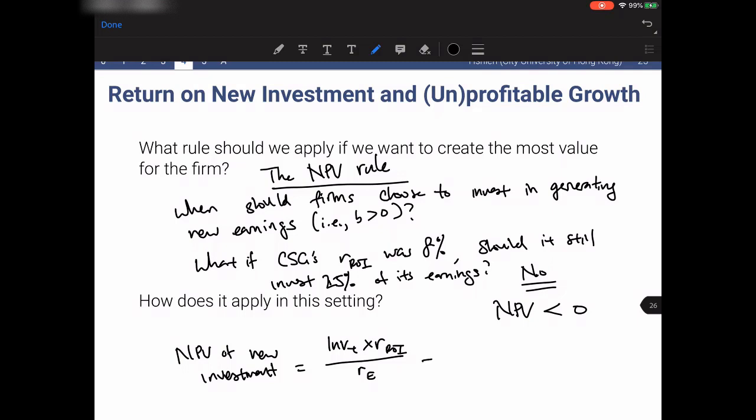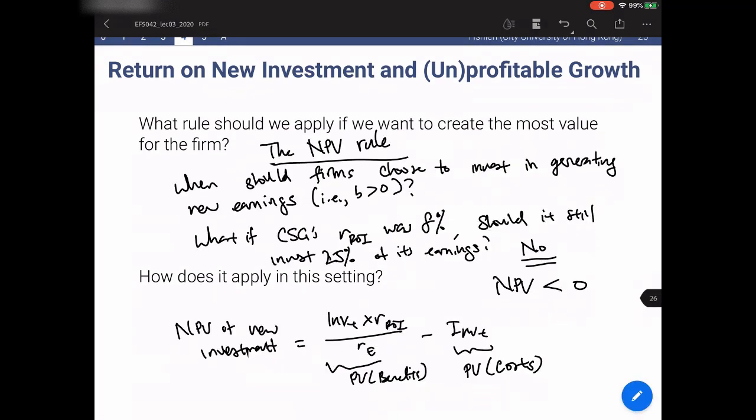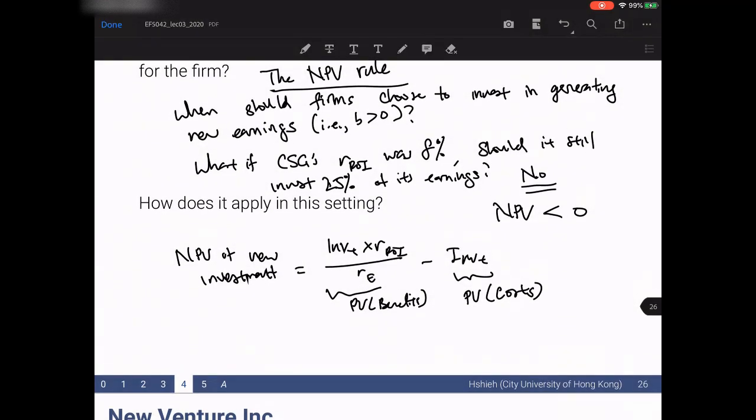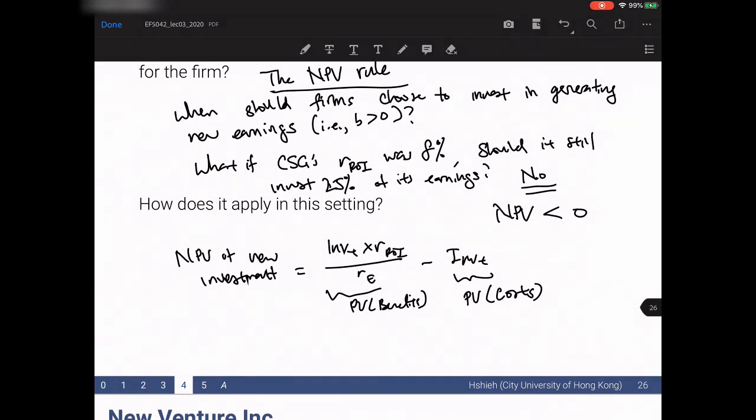Minus, this is the present value of benefits, minus investment_t. This is the present value of costs, right? And so we would choose to pursue this new dividend payout policy or earnings retainment strategy if the present value of the benefits exceeds the present value of the costs. So things become much clearer when we group this together and factor out investments.